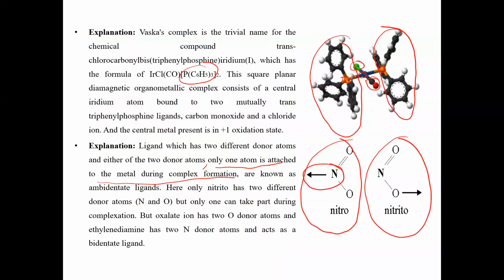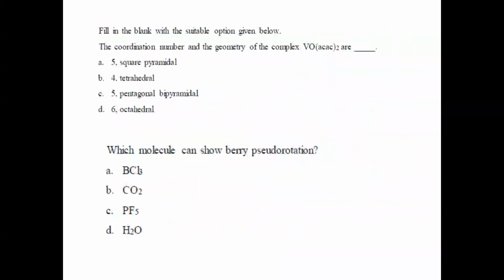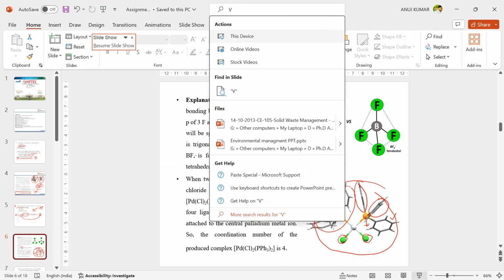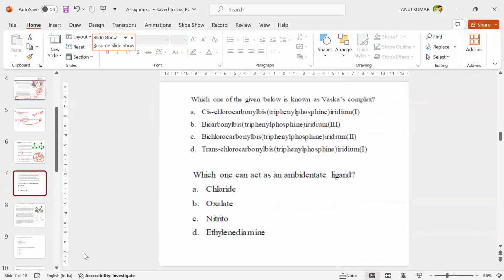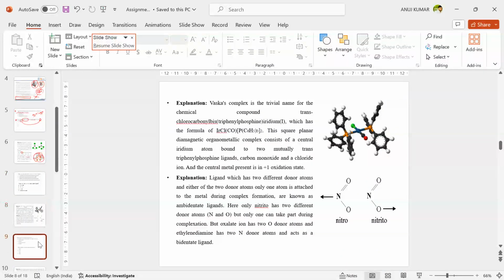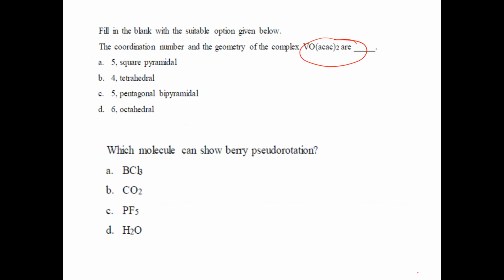So now moving forward to the next, the coordination number and the geometry of this vanadium complex. I think this structure has been discussed in the class. So just tell me the answer and try the second one also.